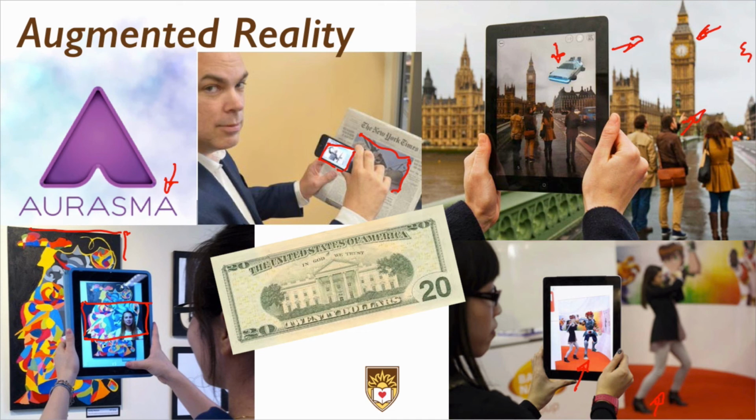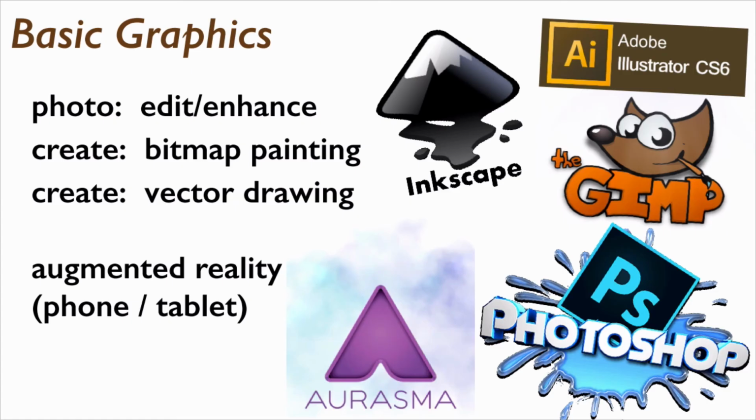So you can experience this by downloading Aurasma on your iPhone or tablet, aiming it at the back of a $20 bill. The bill will act as a trigger image to trigger a video overlay, and you'll see an augmented reality effect. So in summary, these are the programs that someone who is graphically literate understands.